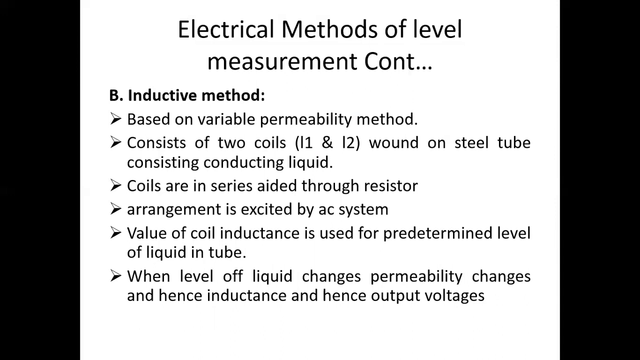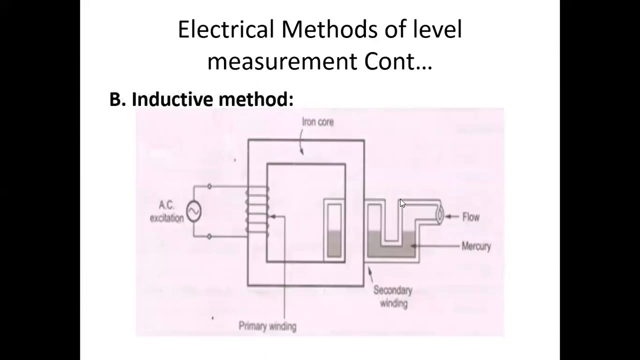Means the value of coil inductance we can measure, and with the help of this inductance value, the liquid level can be found. When the level of liquid changes, the permeability changes, and hence the inductance of the coil changes, and the output voltage changes. This is your connection of the inductive method to measure the liquid level.